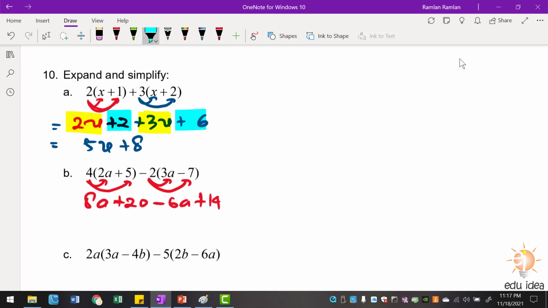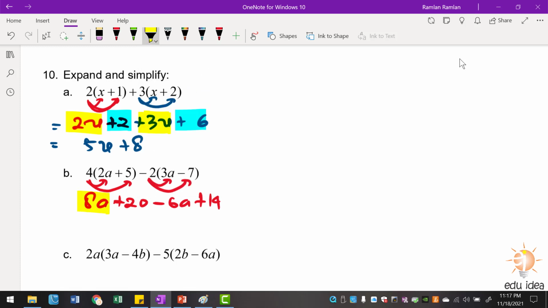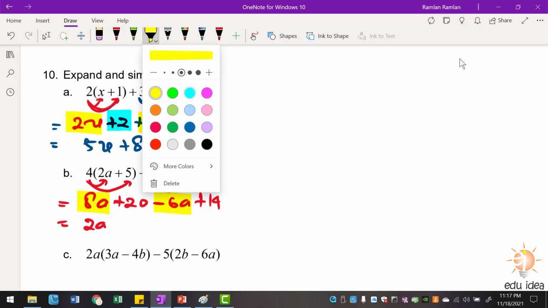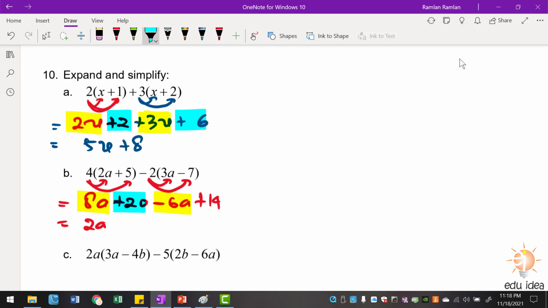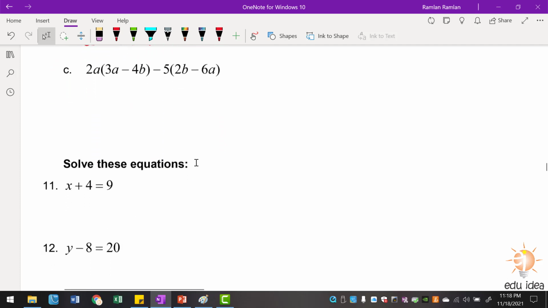Okay, again, see the like terms. We have like terms, which are this 8a and minus 6a, right? If we combine them, 8a minus 6a is just 2a. And then we also have another like terms, which are these two, right? 20 plus 14 is equal to 34, so it's plus 34. Okay, so you do the same thing with C. I'm not going to show you this one, you just try it first.